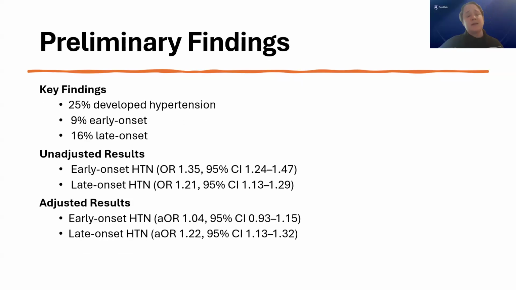Our preliminary findings here is that a quarter of our population developed hypertension during pregnancy. 9% had early onset and 16% had late onset. In the unadjusted results, both were associated with COVID-19, but in the adjusted results, only late onset hypertension was associated with COVID-19. And this made sense to us because COVID-19 can lead to persistent vascular dysfunction, and it can lead to cardiometabolic events like hypertension and diabetes. And those don't really alter placental function. So this is what we thought was kind of interesting and something that we're also finalizing at this time.